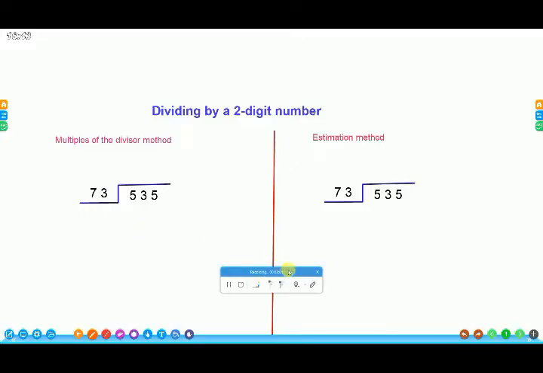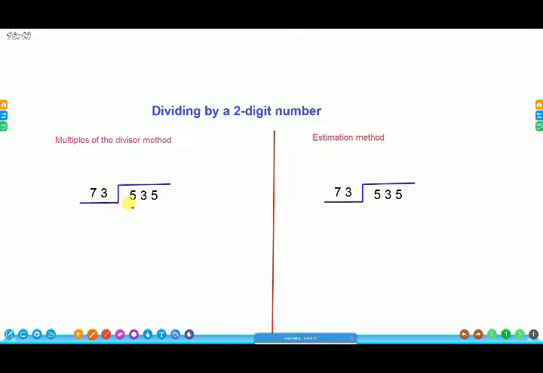Hello everyone, today we are going to continue our division lessons. Today we are going to learn how to divide by a two-digit number using the multiples of the divisor method or the estimation method, by solving this example using both methods.